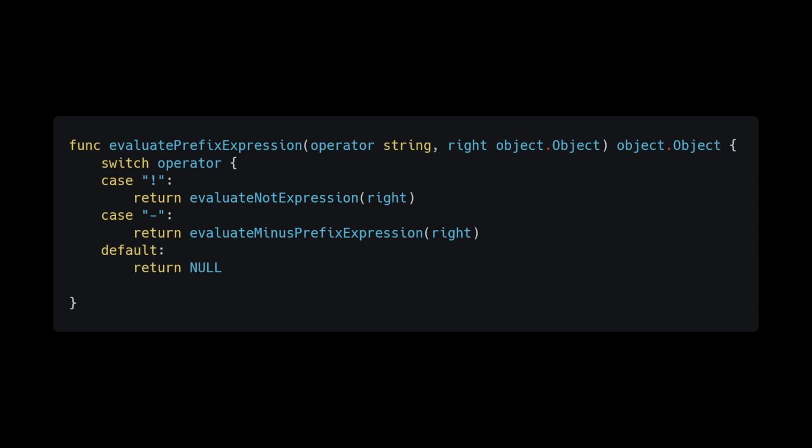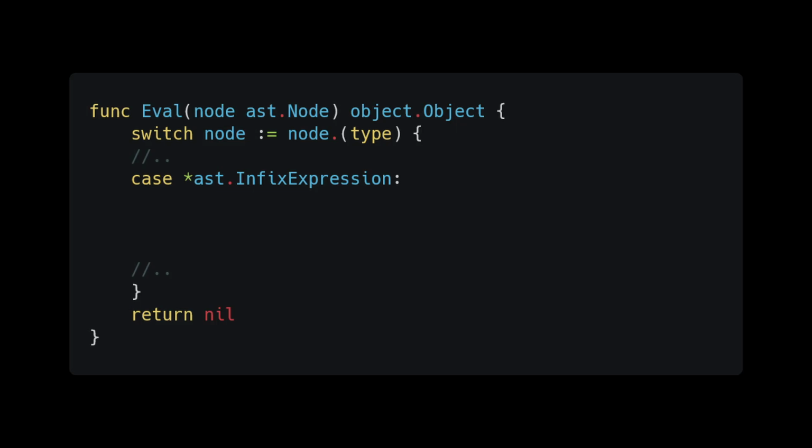Now let's turn our attention to the infix expressions. We really have two types of infix expressions, those like 5 less than 10, which produce a Boolean result, and those that don't, like 5 plus 10. We are going to start with the second type. Like everything else, let's go ahead and start by adding a switch case to our evaluator method.